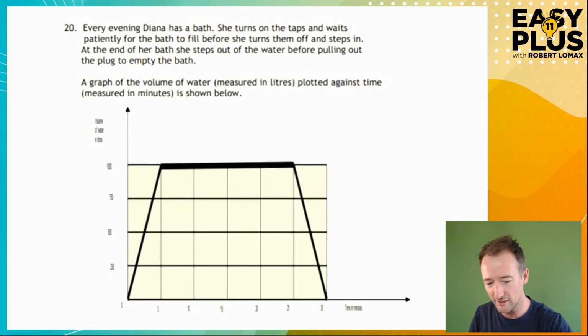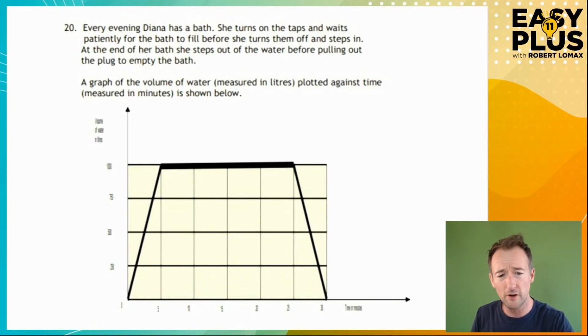Every evening Diana has a bath. Lucky her. She is the person I aspire to be. Yes, she is whom I aspire to be. She turns on the taps and waits patiently for the bath to fill before she turns them off and steps in.